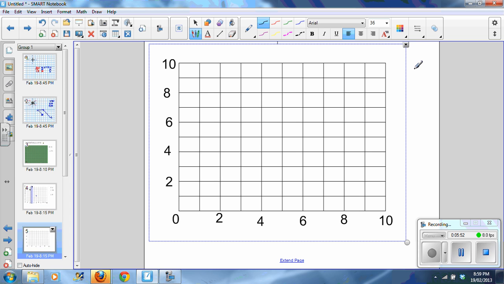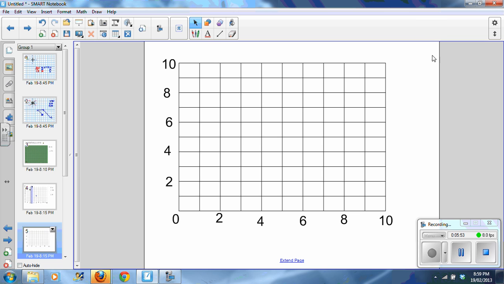Now, at some stage, students may be given a grid which has some numbers missing. Have a look at the bottom here. 0, 2, 4, 6, 8, 10. And going up when we're climbing, 0, 2, 4, 6, 8, 10. And they may be given a coordinate to locate. It might be 1, 8.